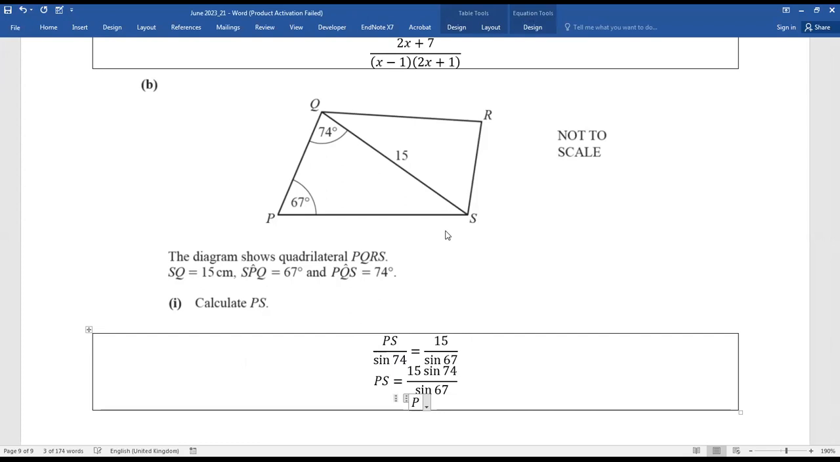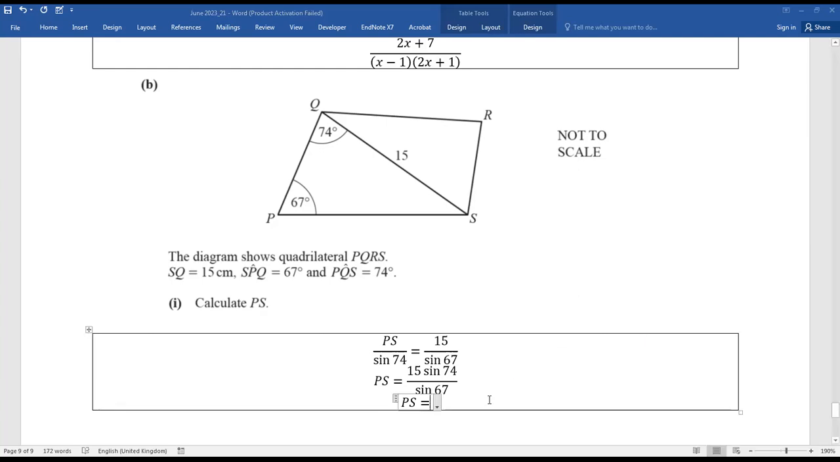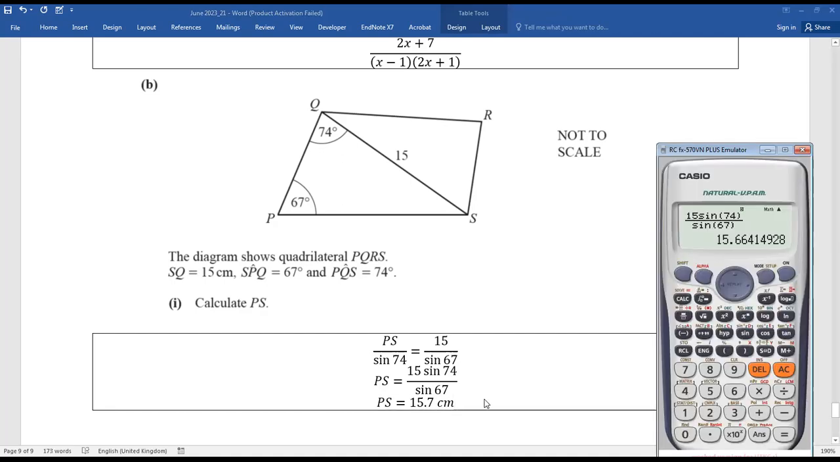Just use the calculator once to get this entire answer. Just 15 sine 74 upon sine 67. The value is 15.7, I believe. So moving on.